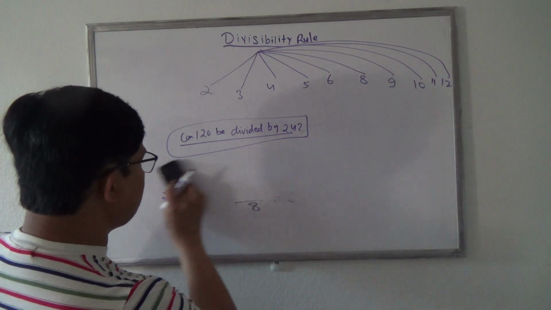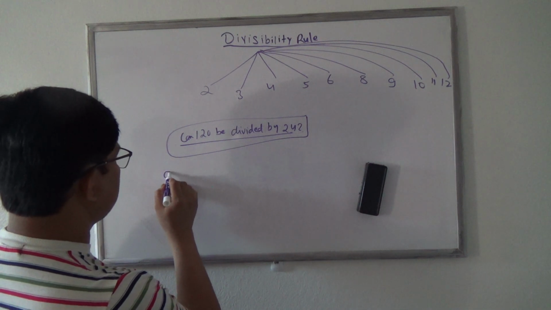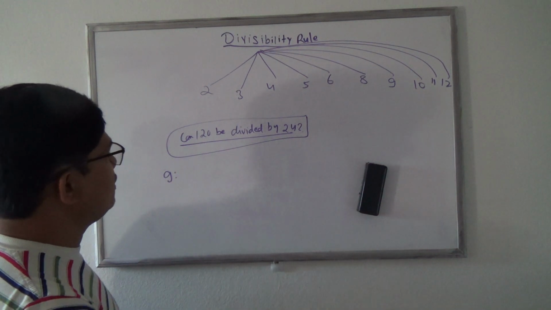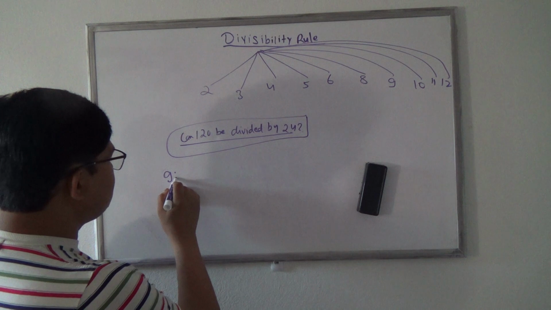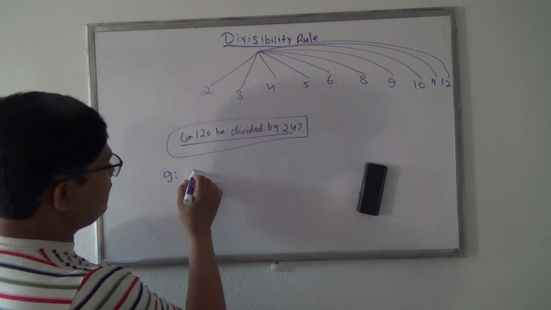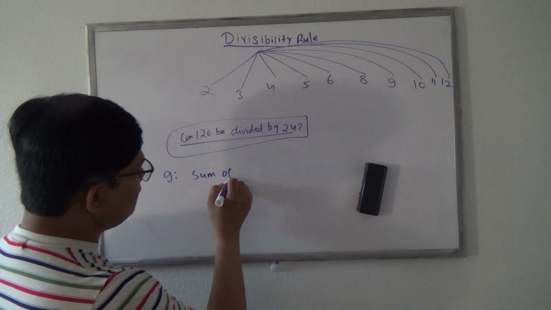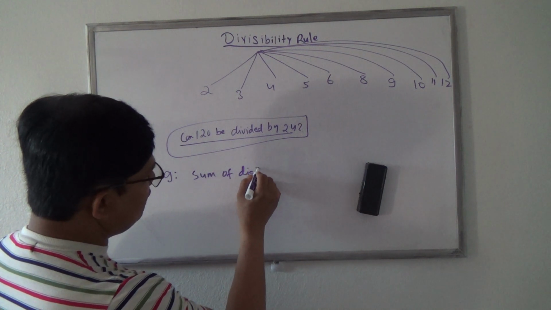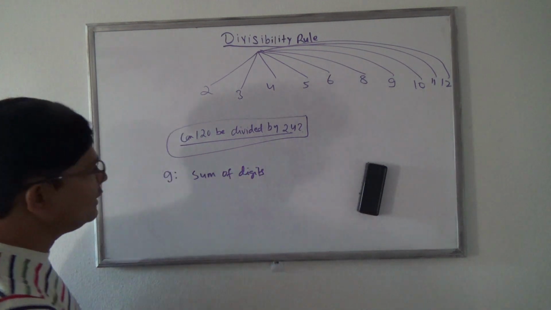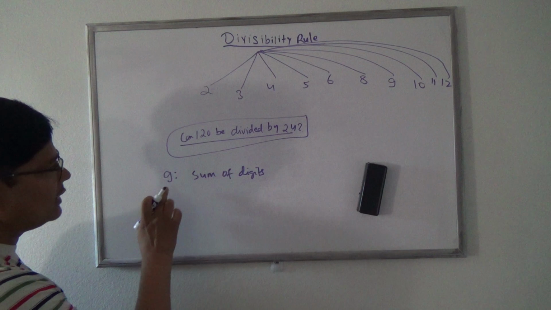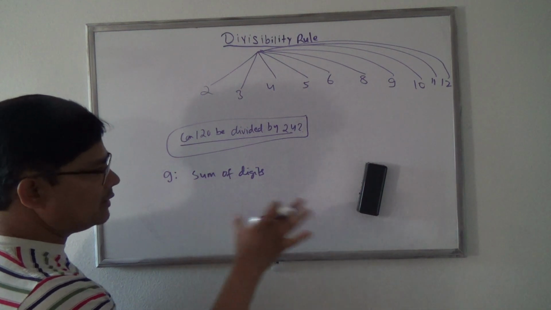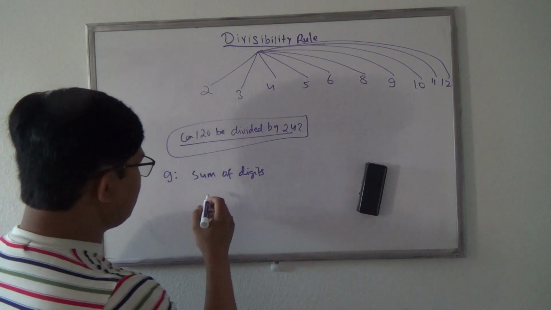Now what about 9? Okay, 9 is the same as 3. You have to take the sum of digits. If the sum of digits in the given number can be divided by 9, it means the whole number can be divided by 9. Let's take an example.